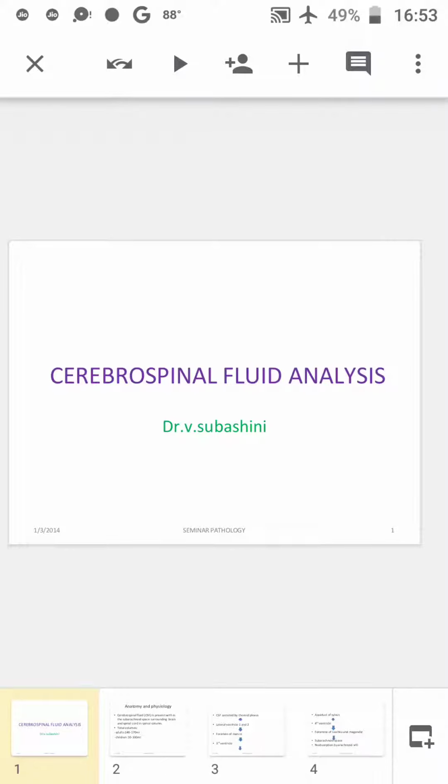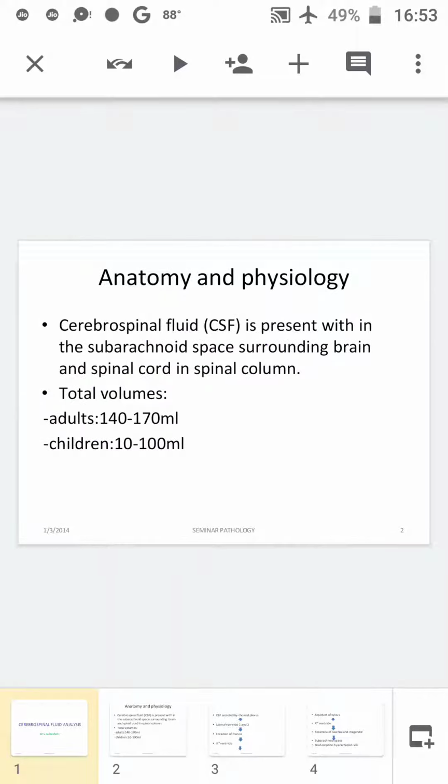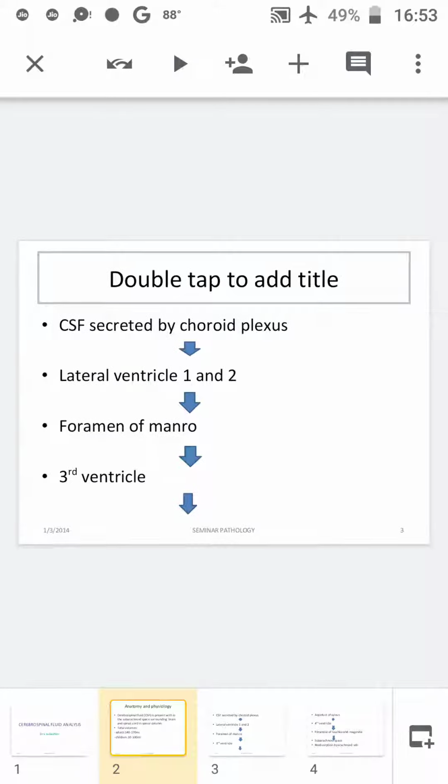Good morning. Today I will be taking a class about cerebrospinal fluid analysis. What is CSF? CSF is present in the subarachnoid space surrounding the brain and the spinal cord in the spinal column. The normal volume of CSF in adults is 140 to 170 ml. For children it is 10 to 100 ml.